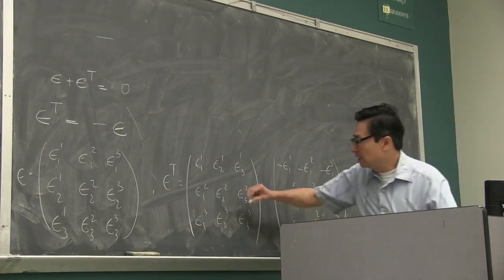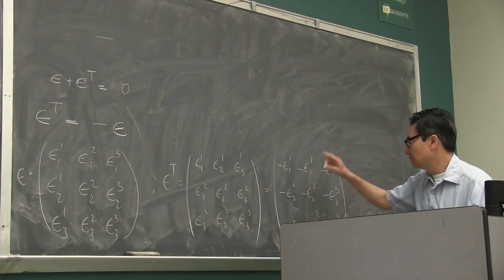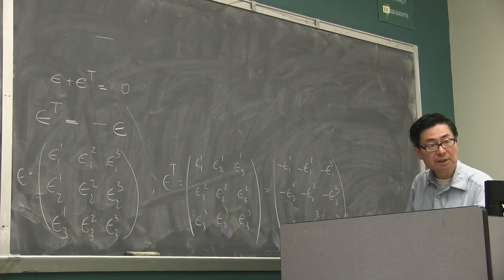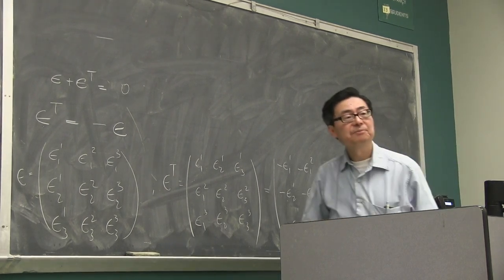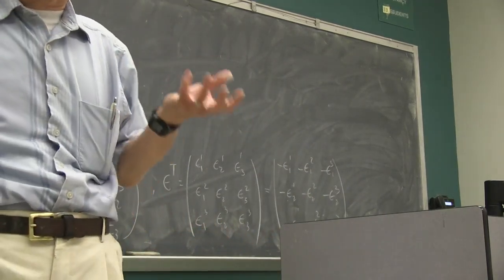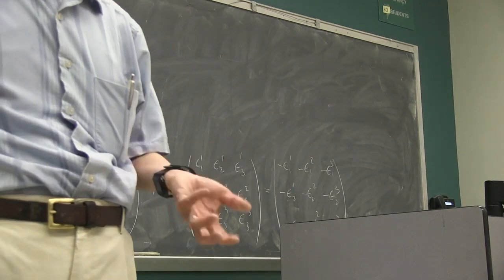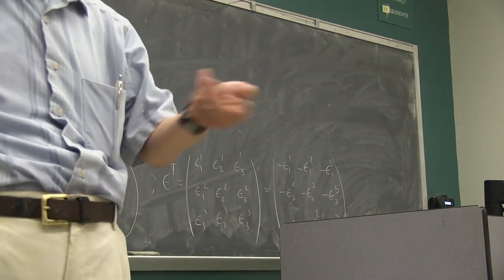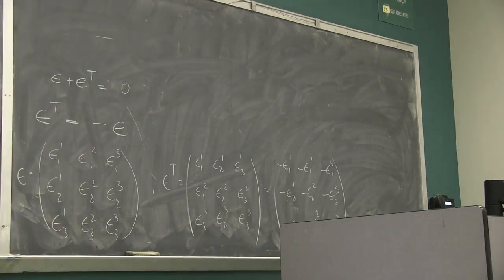So first I have these three. E11 is equal to minus E11, E22 is equal to minus E22, and E33 is equal to minus E33. That means what? Yes, anti-symmetric. So what must E11 and E22 and E33 be all equal to? 0, because a number that's equal to its own negative has to be 0, okay?